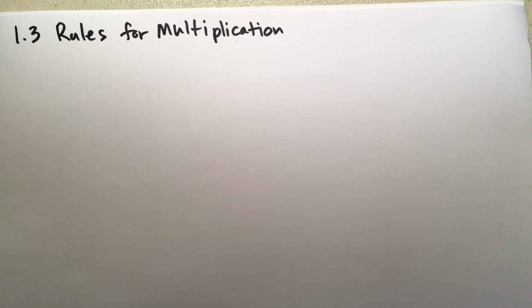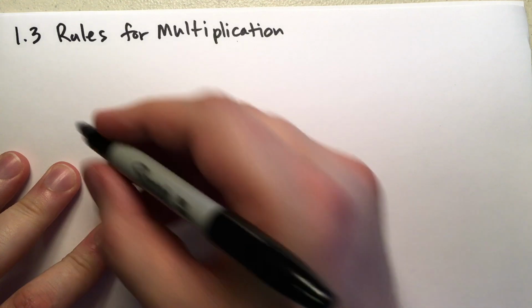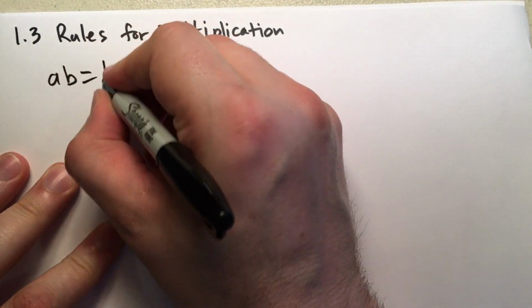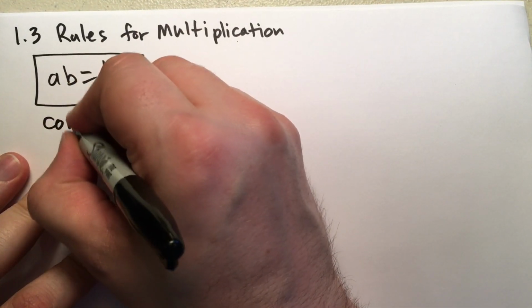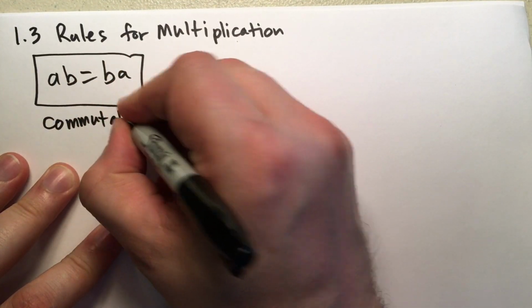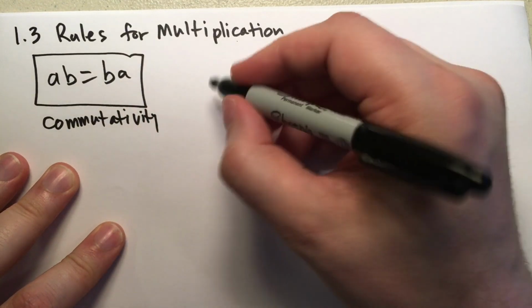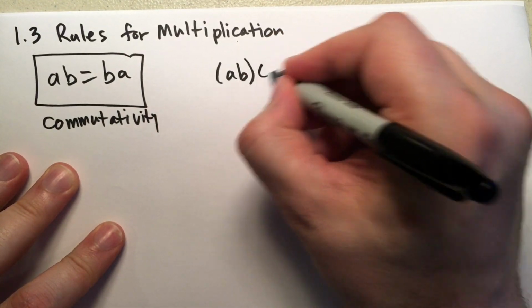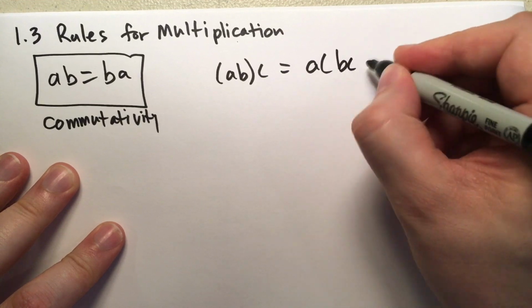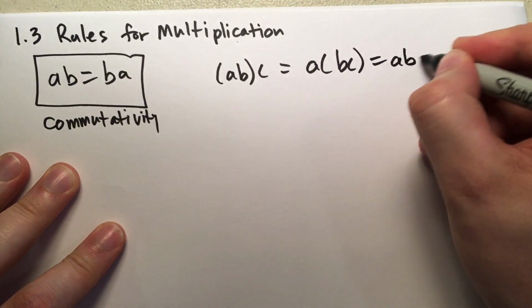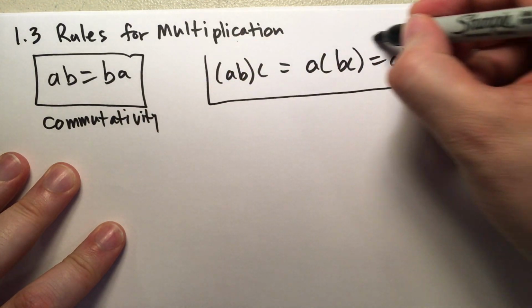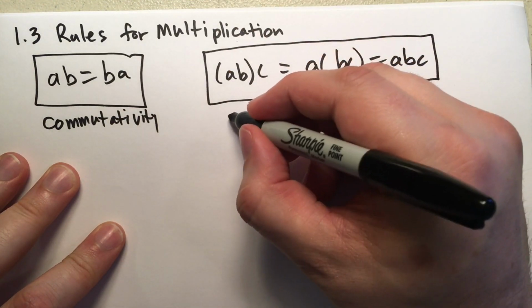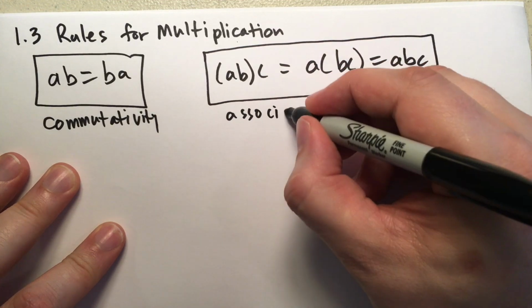So just like with addition, we're going to start with the basic rules of multiplication, which is commutativity and associativity. So we have ab equals ba. This is commutativity. And then associativity says (ab)c is equal to a(bc), which is the same as abc. We just write it out, all three multiplied together like that. Just like with addition, we don't have to be specific about which ones we do first.